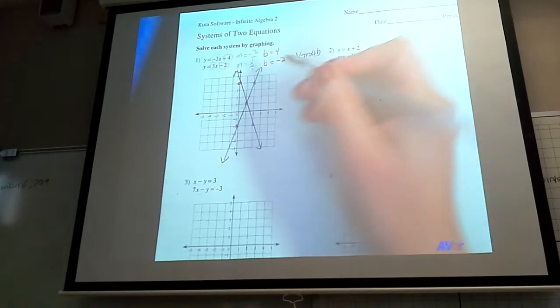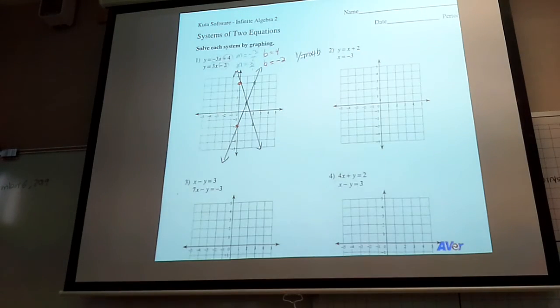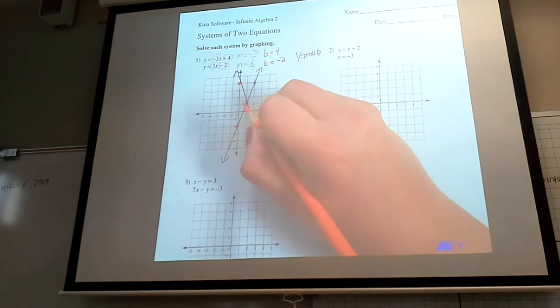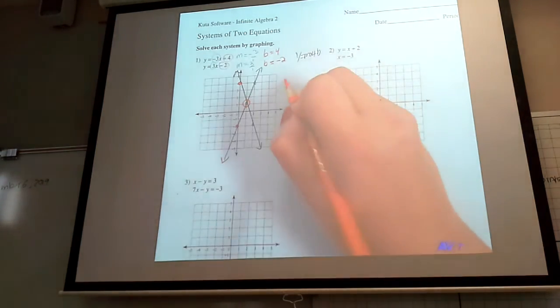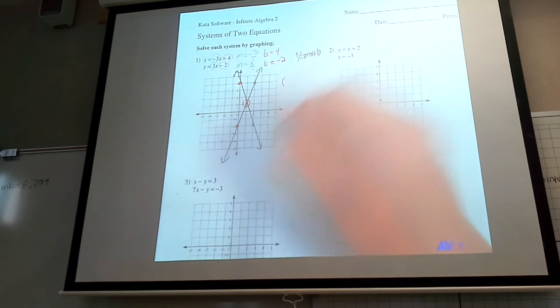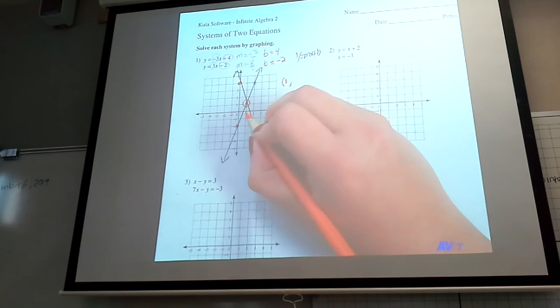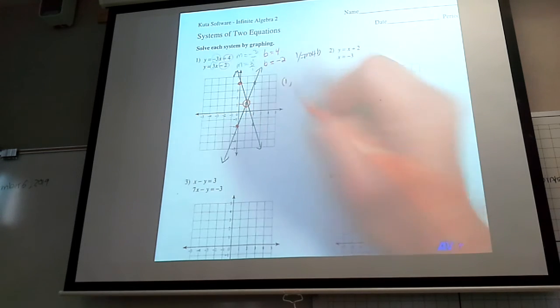Now my point of intersection, or my solution point, is where the 2 lines are crossing. In this case, it's going to be this one. So my coordinates for this problem are at 1, comma, then I have to go up 1, so it's going to be 1 and 1.